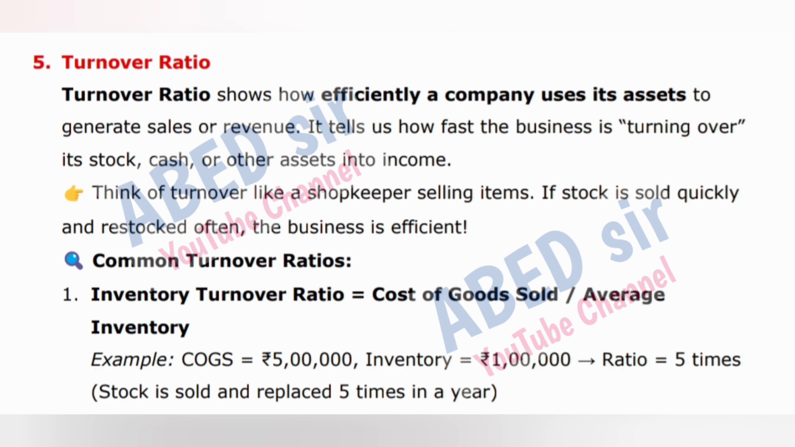Example: COGS is equal to 5 lakh rupees, inventory is equal to 1 lakh rupees, ratio is equal to 5 times. Stock is sold and replaced 5 times in a year.